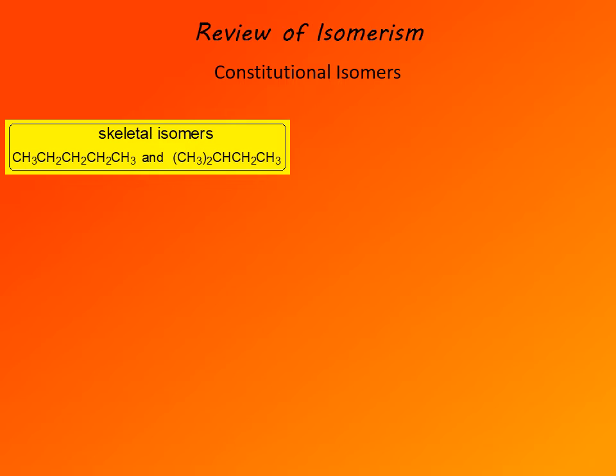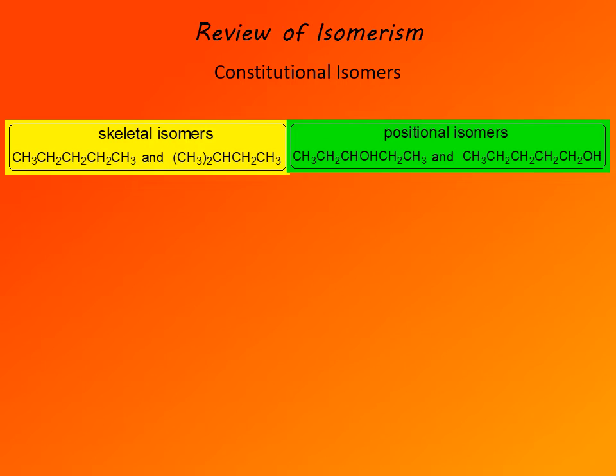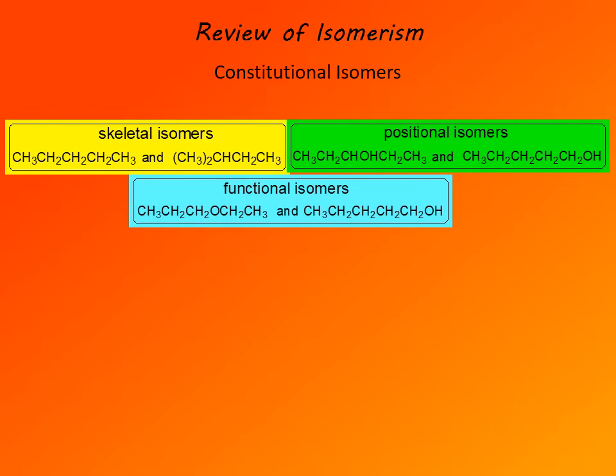There are three types of constitutional isomers. Skeletal isomers have carbon skeletons that are different. Positional isomers have identical carbon skeletons, but the positions of functional groups are different. And finally, functional isomers have the same molecular formula but different functional groups.